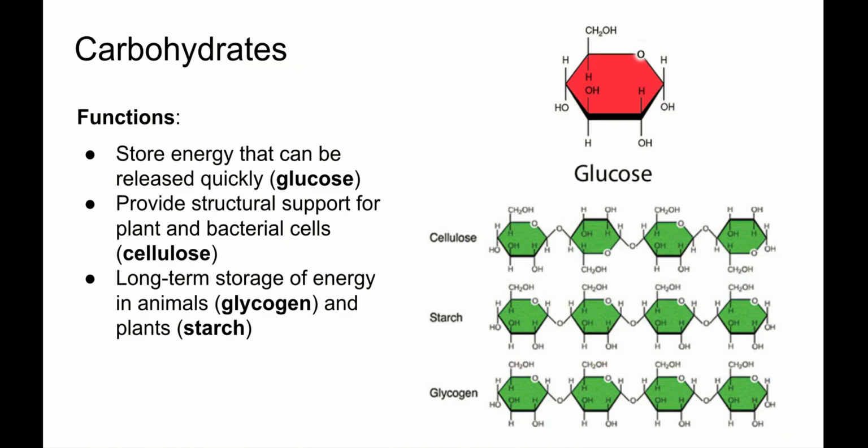Glycogen and starch are both long-term storage of energy. Glycogen is how animals store energy for the long term, and starch is how plants store energy for the long term. As humans, we store a lot of glycogen in our liver, and when we need some short-term energy, we actually break that glycogen back down into the glucose that it's made of.